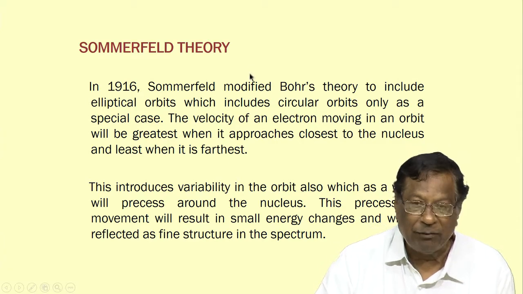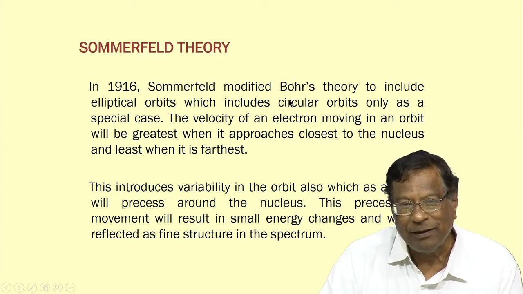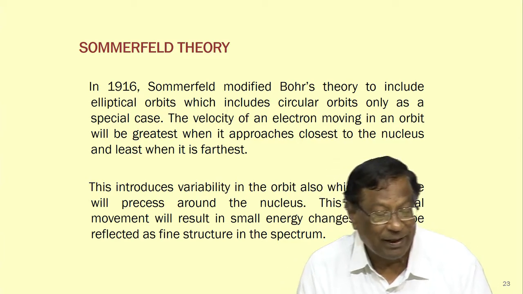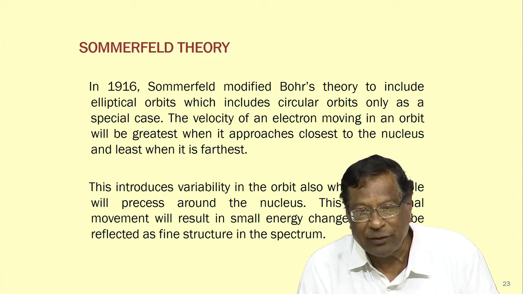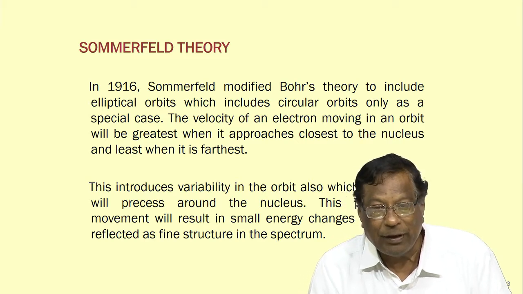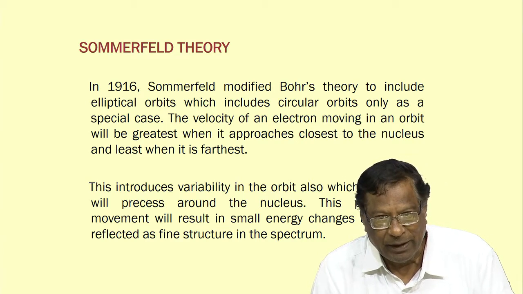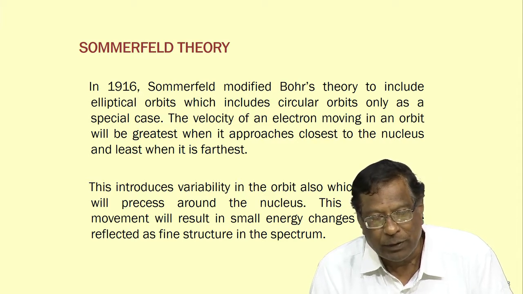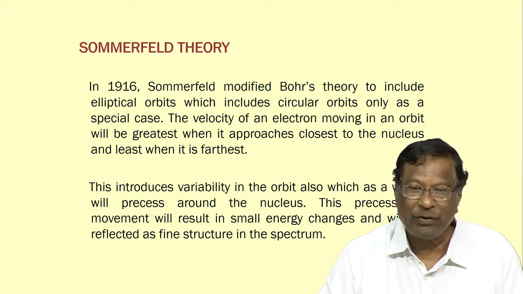The Sommerfeld theory modified Bohr's theory to include elliptical orbits. Unlike Bohr's theory, where all the electrons revolve around the nucleus in circular orbits, he modified it to elliptical orbits, and the circular orbit is a special case of the elliptical orbit, because any elliptical orbit is defined by two parameters A and B, and when A is equal to B, then we have a circular orbit.